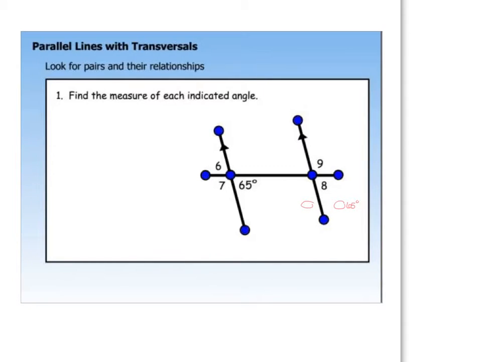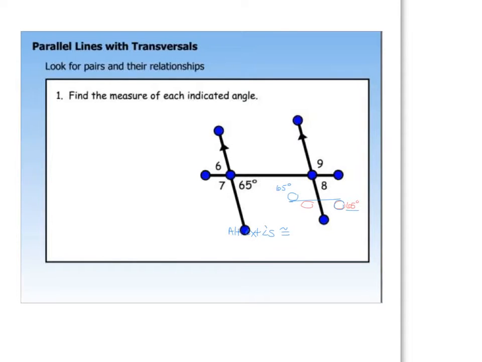Look at angle 8. Is there a relationship between angle 8 and angle 6? Do you see how they're on opposite sides of my transversal and they're exterior angles? So what do I know about alternate exterior angles? Add this into your notes. They are congruent when the lines are parallel. So if this is 65 degrees, this would be 65 degrees.